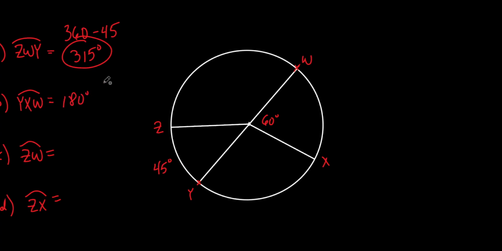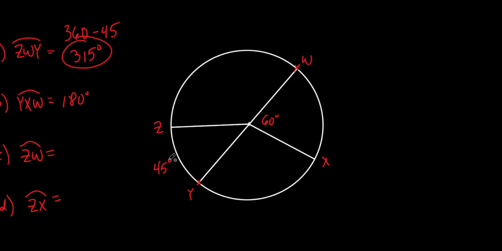Questions on that? Okay. Arc ZW. Since it's only 2 letters, what kind of an arc should it be? A minor arc, right? So it's got to be less than 180 degrees. So ZW, where's that? ZW, that goes from here to here. Yeah, ZW, that's right. From here to here is 180.